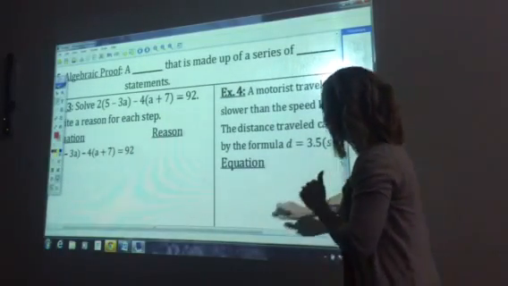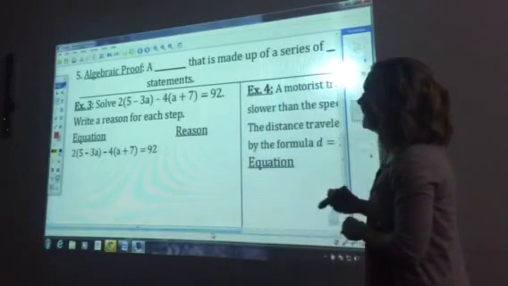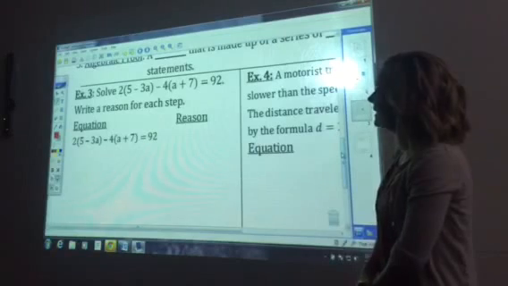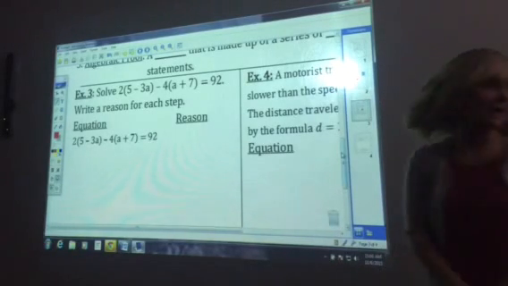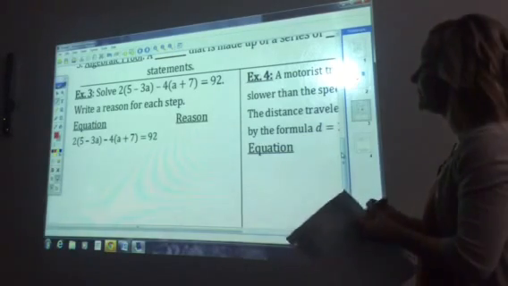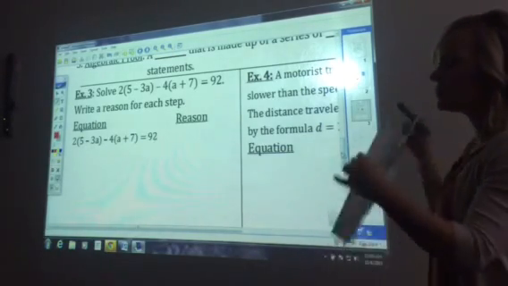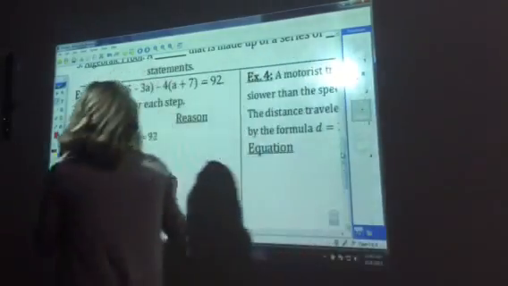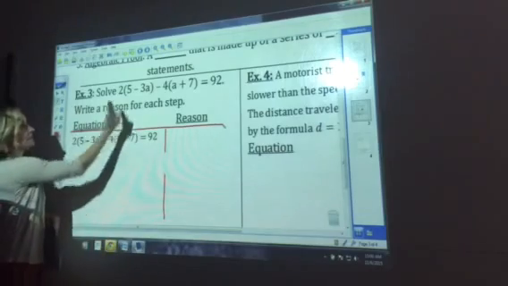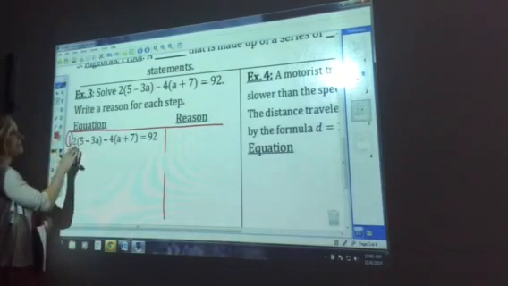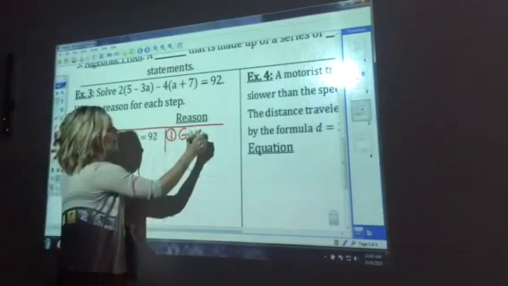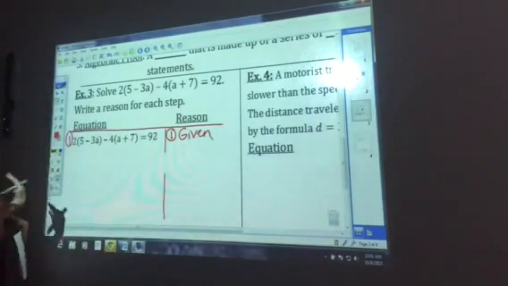Okay? So if you look at this example right here, okay, it says solve 2 times 5a minus 5 minus 3a minus 4 times a plus 7 is equal to 92, and write a reason for each step. All right? Our first thing that you're going to do when you set up a proof is you're going to always make sure that you write everything in your given equation first. So the first thing I did was rewrite this statement, and my reason is always going to be because it is given. Okay? You're always going to write your step after you do something.